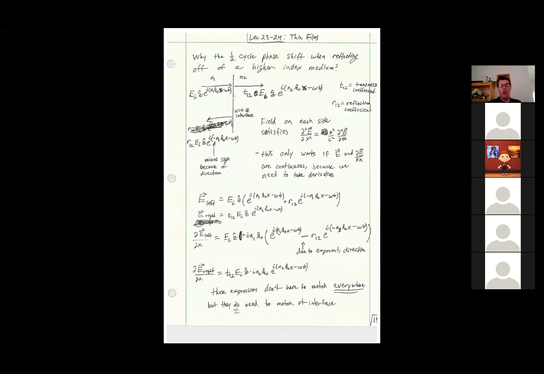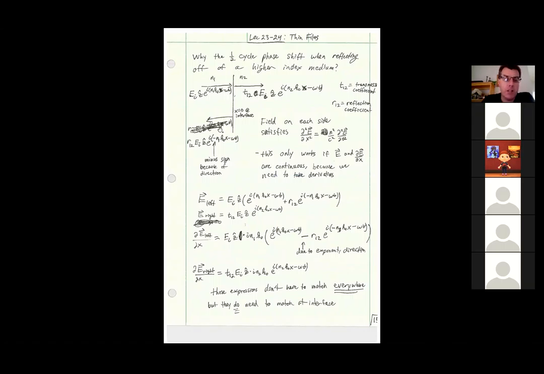All right, so one thing we should talk about is why the half cycle phase shift. Well, forget about thin films where we have three media, let's think about two media for now. We've got a wave coming in, hitting an interface. The wave coming in has amplitude EI, it's polarized perpendicular to this direction. We'll deal with the other case next week. It's e to the i n1 k naught x minus omega t.